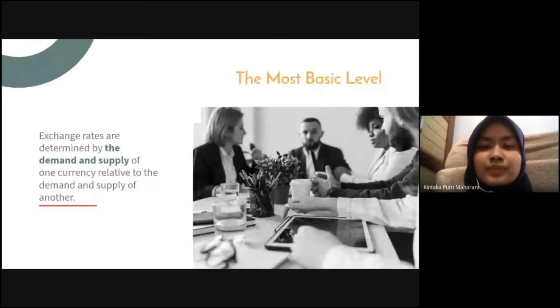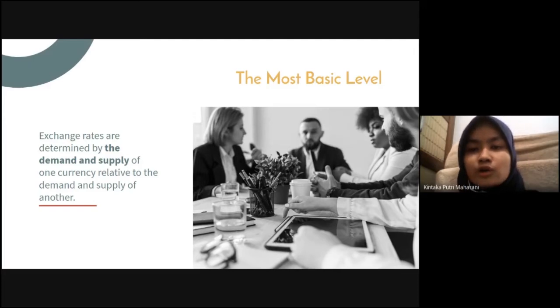For example, if the demand for dollars is higher than the supply of them, and the supply of rupiah is greater than the demand for them, then the dollar will appreciate against the rupiah, or the rupiah will depreciate against the dollar.